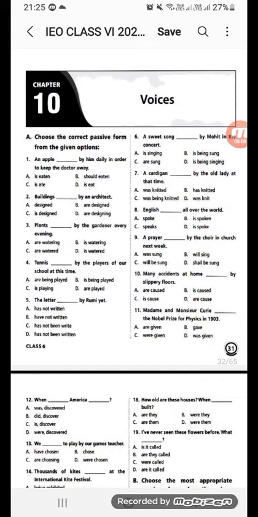And today we will be taking up chapter 10, voices. Now let me read out two sentences for you so that I can make you understand what is voice. My sister taught me how to ride a bicycle. This is the first sentence, and in the second sentence, I was taught by my sister how to ride a bicycle.